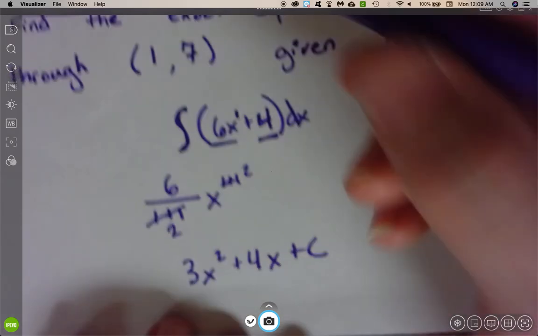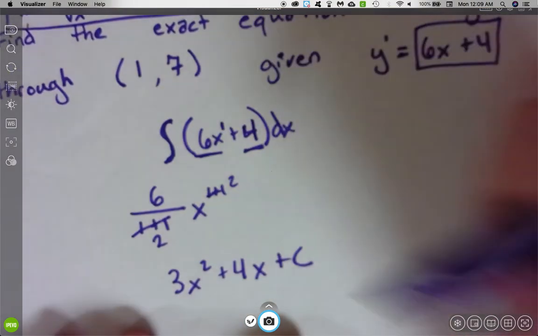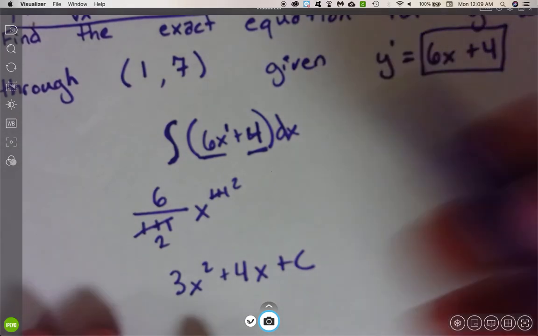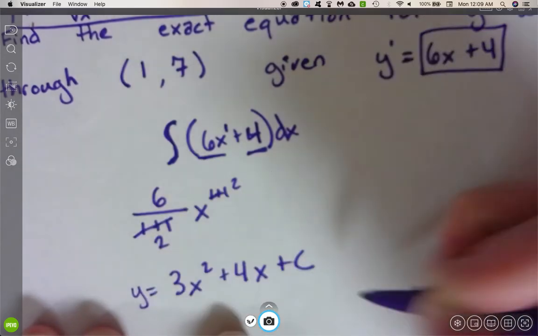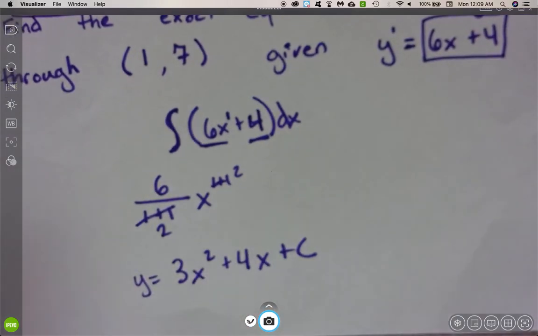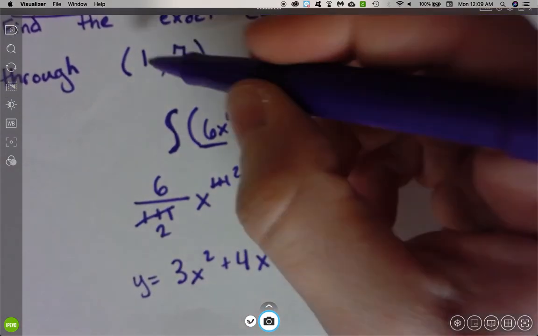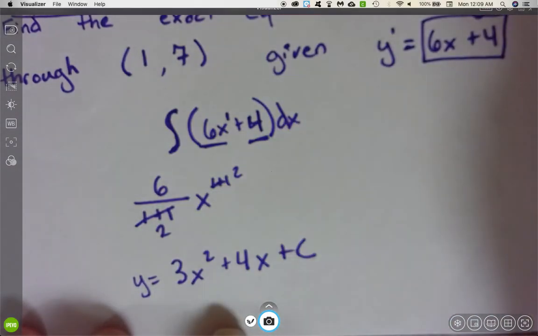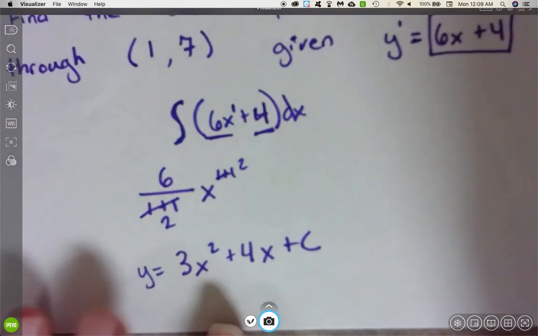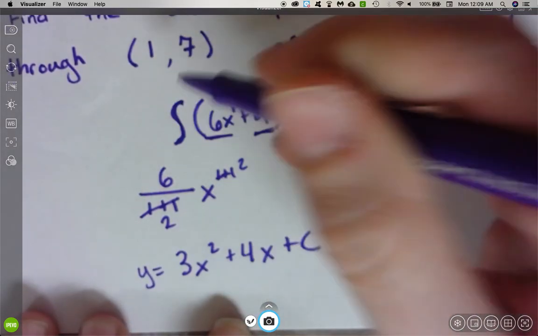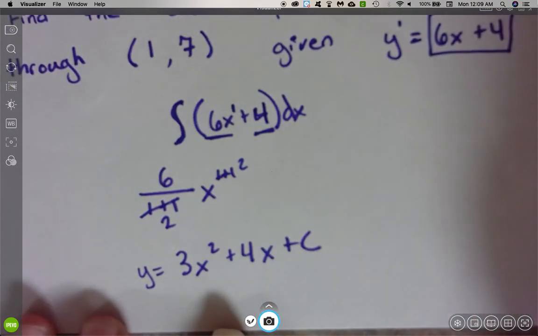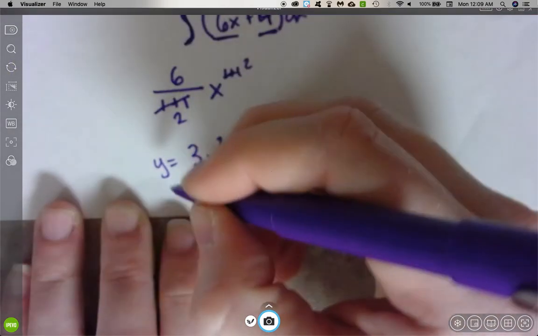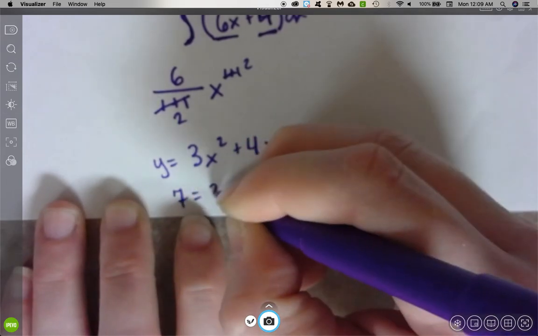This one has a plus c, and I have no idea what c is other than that c is just a number. So I have y equals this whole big long thing, but I want to know what c is exactly. So what I can do is plug 1 in for the x, and 7 in for the y, and see what we get to come out as an answer. I think I made this come out too nicely. So y is going to be 7, x is going to be 1.